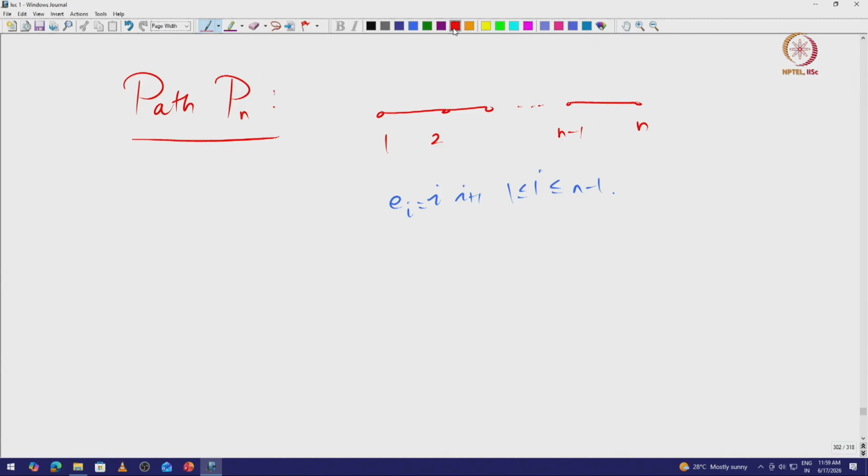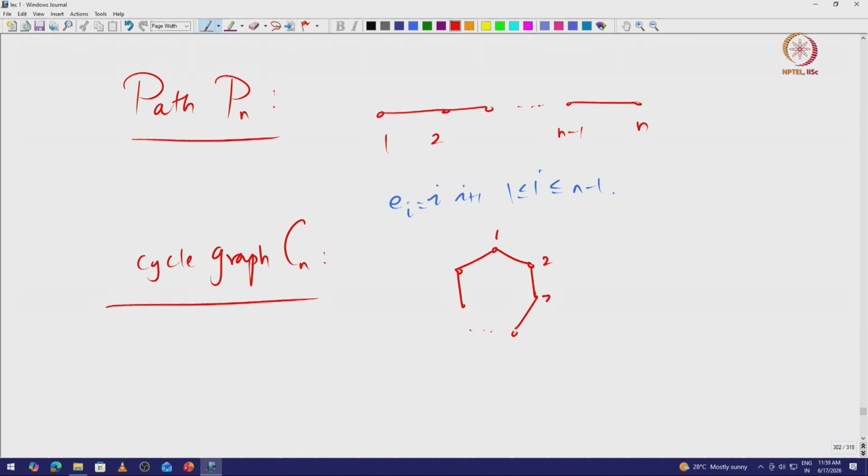Similar to this, we have what is called the cycle graph, which is denoted by Cn, and is drawn as follows. You take n vertices and then consider a figure similar to an n-gon. So 1, 2, 3, some k, n and n minus 1.